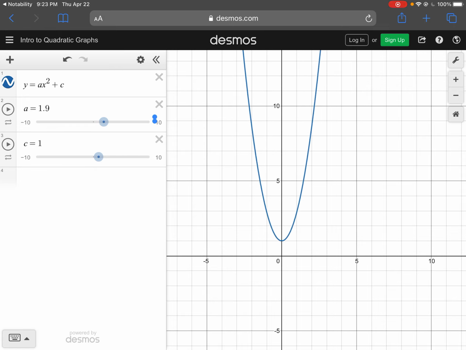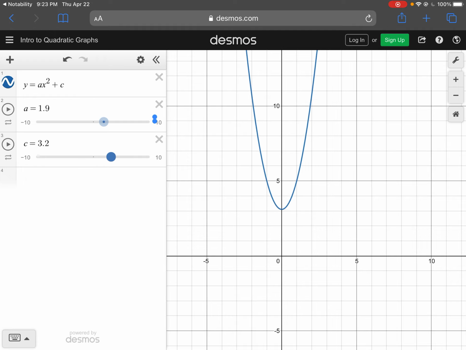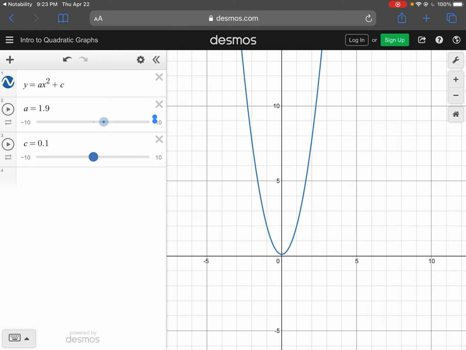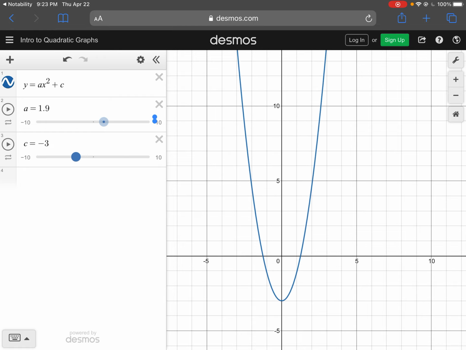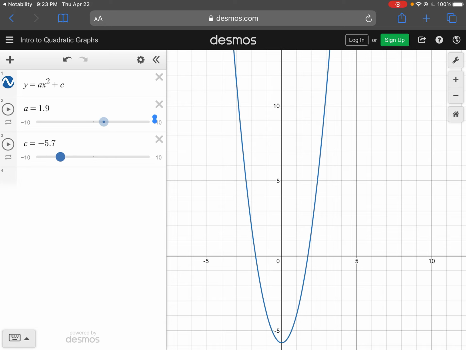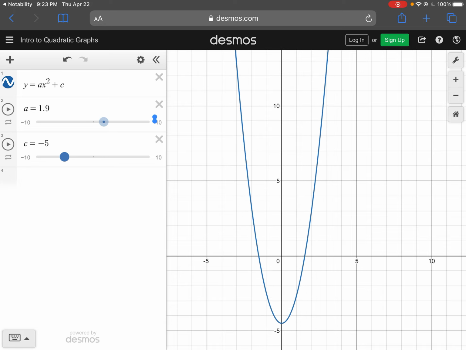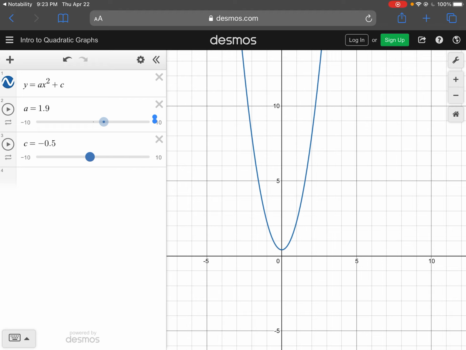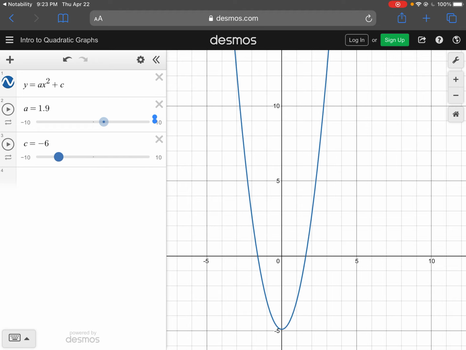Now what happens when we change C? As it gets bigger, the graph just shifts up, and as it gets smaller, it goes down, down, down. But what if it's negative? That just means it's more negative. So we're really just moving the vertex up and down, and that's all.